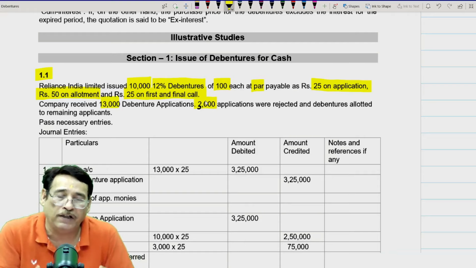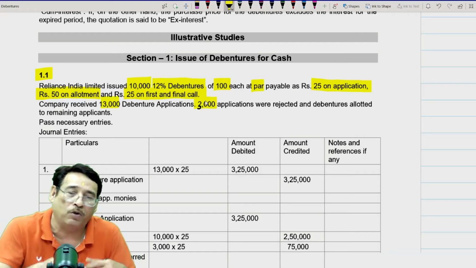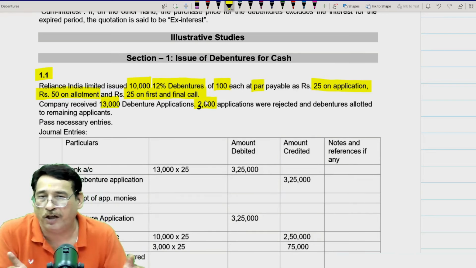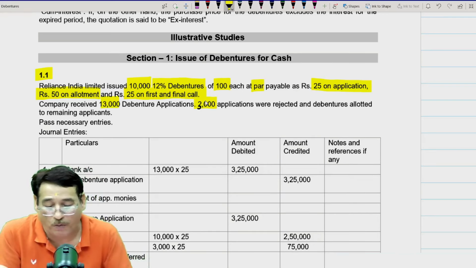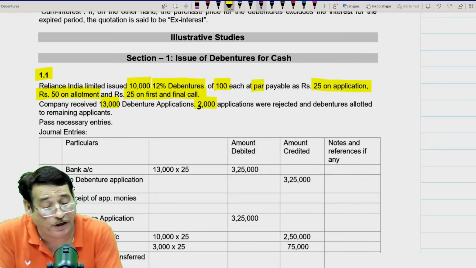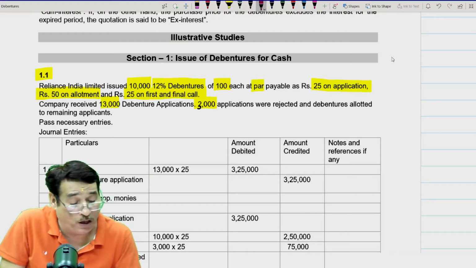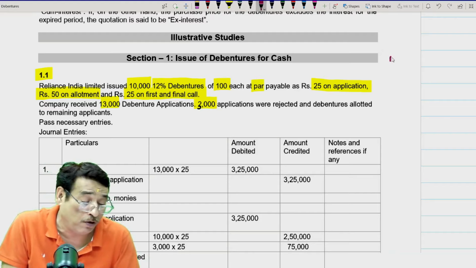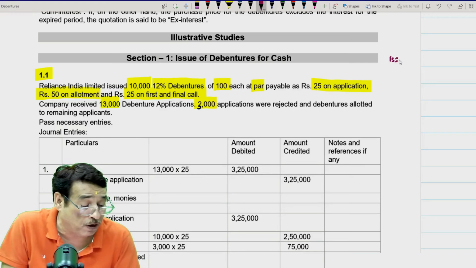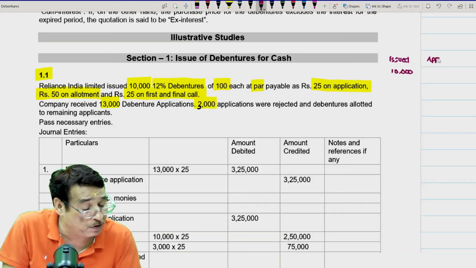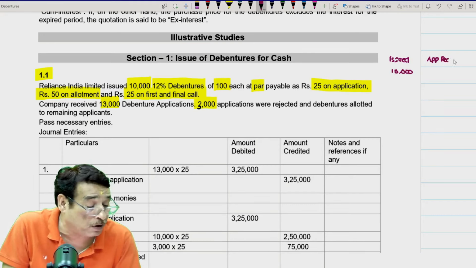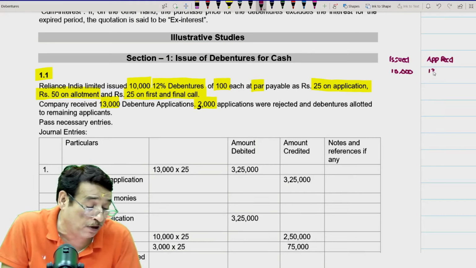So quite obviously now we are having 10,000 debentures, and those 10,000 debentures will be allotted to the remaining 10,000 applicants. So no problem in this particular case, as I've already told you. As we normally do under shares, first of all, we write the number of debentures issued. Now in this case, the number of debentures issued is 10,000, isn't it? And applications received is equal to 13,000. So you will write here 13,000.